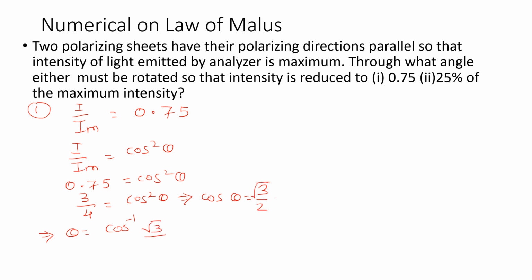0.75 is nothing but 3 by 4, so cos square theta is 3 by 4, that is, theta is equal to cos inverse of root 3 by 2. Which gives theta is equal to 30 or theta is equal to 150 degree. Plus minus indicates clockwise or anti-clockwise directions.